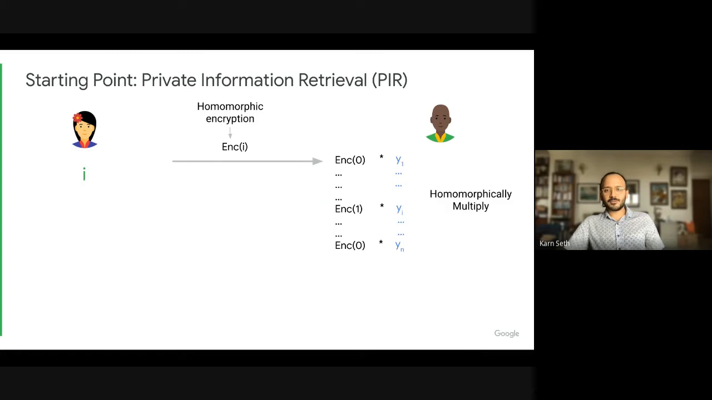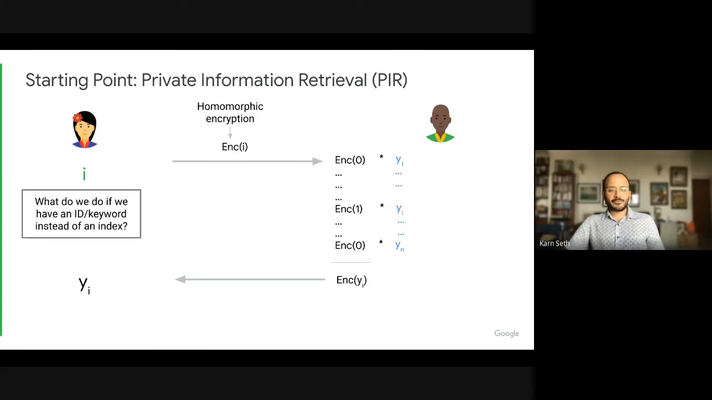And then it executes a homomorphic dot product with these ciphertexts with its data set and sums together the results, which will basically give it an encryption of exactly yi, because all the other values are homomorphically multiplied by zero. And this will get sent back to the client, who can decrypt to get yi.